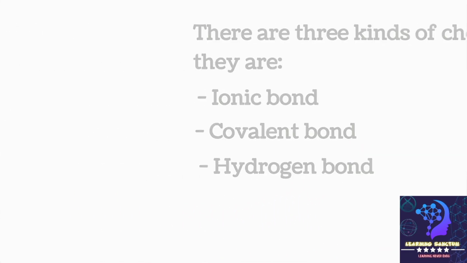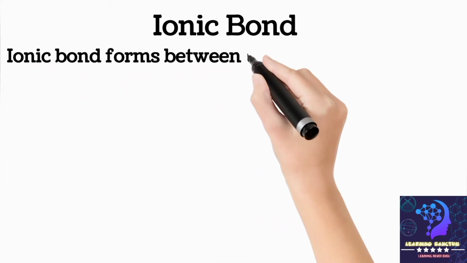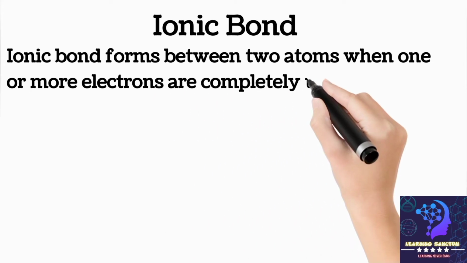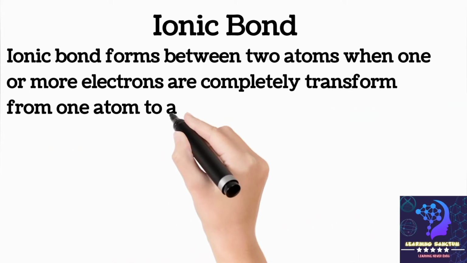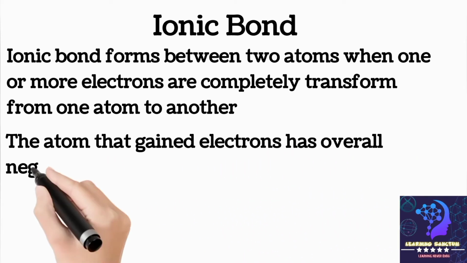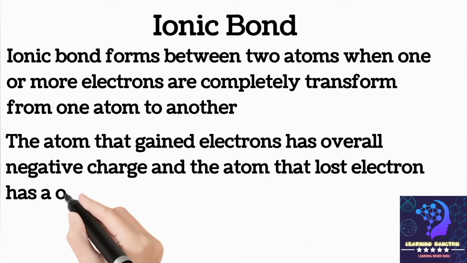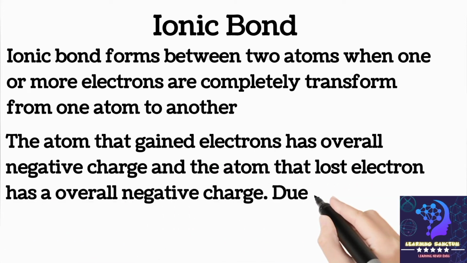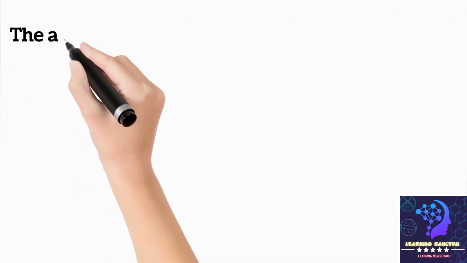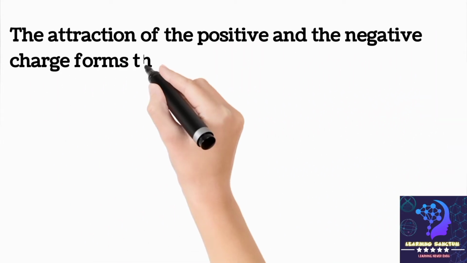Ionic bond. Ionic bond forms between two atoms when one or more electrons are completely transferred from one atom to another. The atom that gained electrons has an overall negative charge and the atom that lost the electron has an overall positive charge. Due to the charge, they are ionic in nature. The attraction of the positive and the negative charge forms the ionic bond.